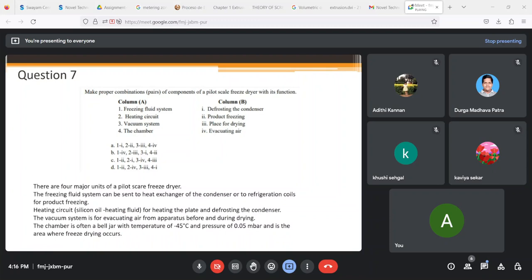These four components are the most important parts of a pilot scale freeze dryer. If you look at industrial scale freeze dryers, there's a lot more stuff that comes in. You'll have pumps and everything, but in the case of a pilot scale freeze dryer it is much simpler equipment. The answer is option C. The freezing fluid system is for product freezing, the heating circuit is for defrosting the condenser, the vacuum system is for evacuating the air, and the chamber is a place for drying.